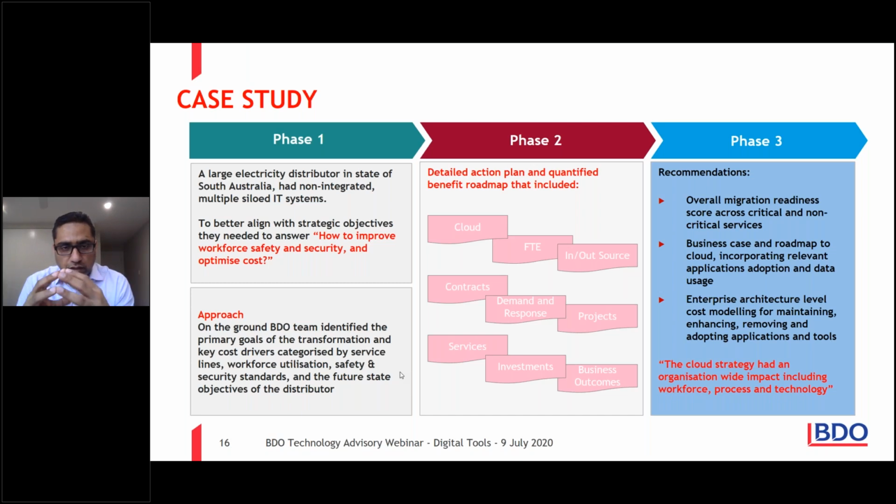Once you looked at the big capability in the market and the operating model that you need to support it, then it gets down to all the other elements around contracts that you need to have in place, demand and response SLAs that you need to manage, the projects that you're running, investments and the services that you need to have to actually enable all of those investments.